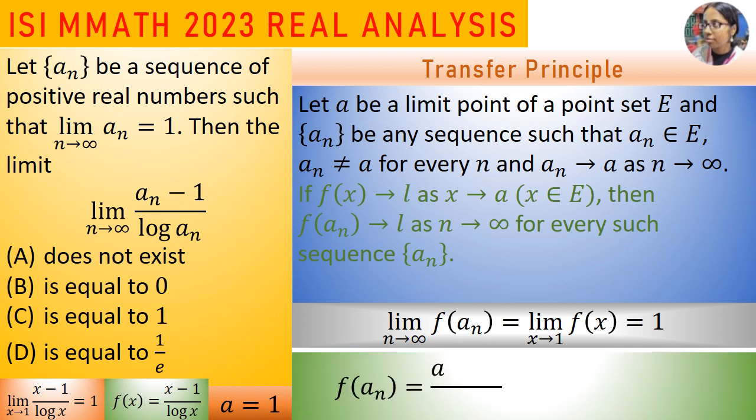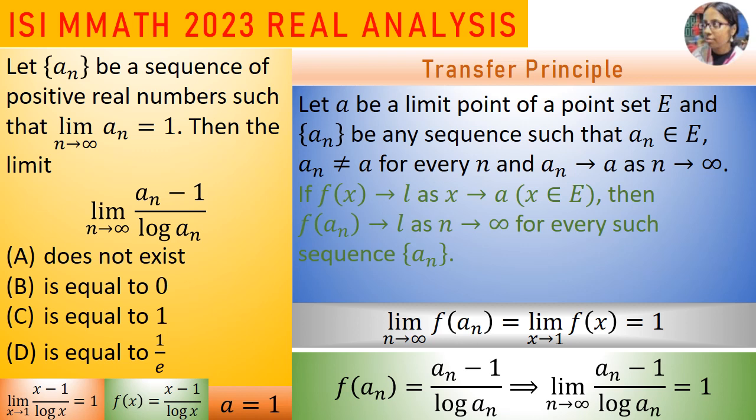But f(a_n) equals (a_n minus 1) by log of a_n. This shows that the limit as n tends to infinity of (a_n minus 1) upon log of a_n is equal to 1. So C is the correct answer.